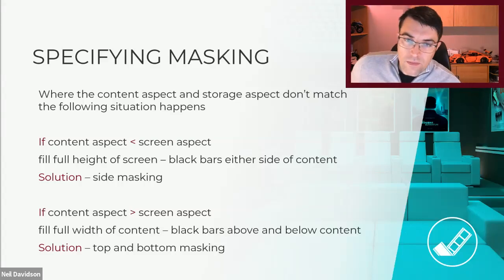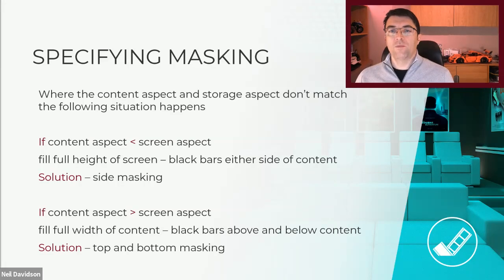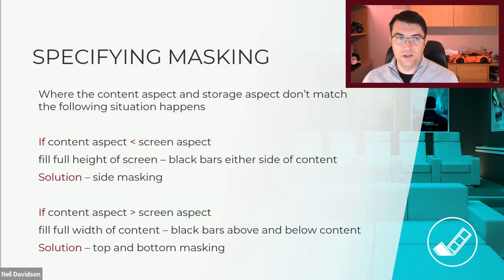Now, when it comes to specifying masking, where the content aspect and the storage aspect don't match, the following happens. This is a bit similar to what we already covered. If the content aspect is less than the screen aspect, the content will fill the full height of the screen and you will get black bars either side of the content. The solution is to use a side masking screen to solve that.